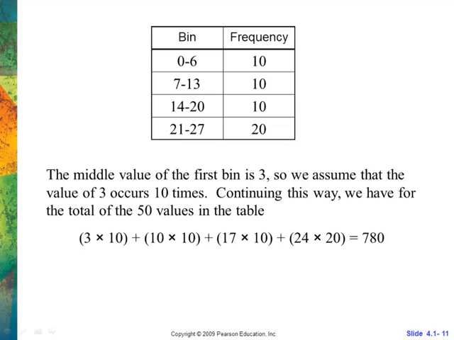The average between 0 and 6 is 3. The average between 7 and 13 is 10. The average between 14 and 20 is 17. And the average between 21 and 27 is 24. We take those values and multiply them by our frequencies, then divide by 50. That's how we'll get our mean from this frequency distribution.